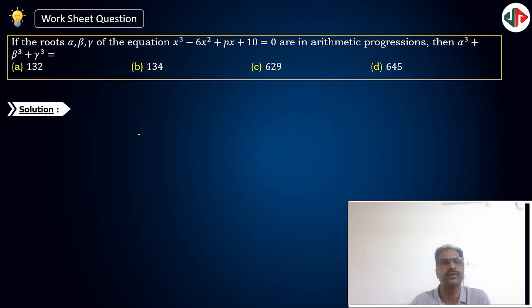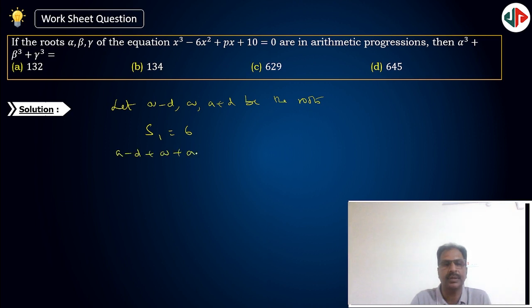Next, if the roots of this equation are in AP, whenever the roots are in AP, we assume the roots as a minus d, a, a plus d, which are in arithmetic progression. And what is S1? By comparing the equation with the general equation, S1 is nothing but a minus d plus a plus a plus d. So 3a is equal to 6, a is equal to 2.